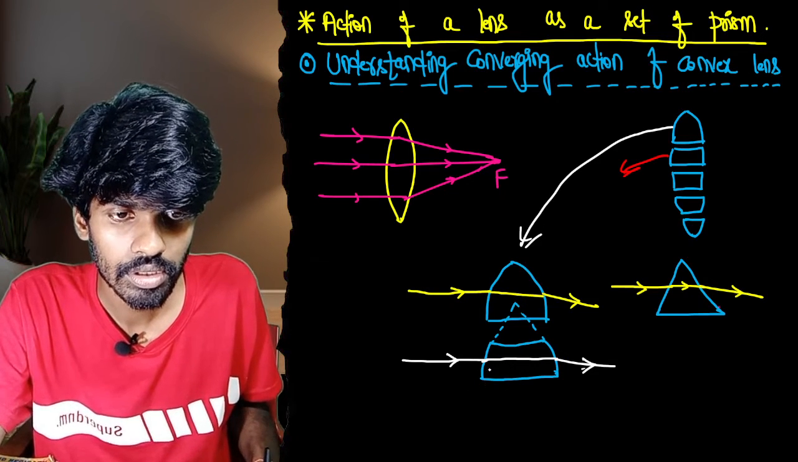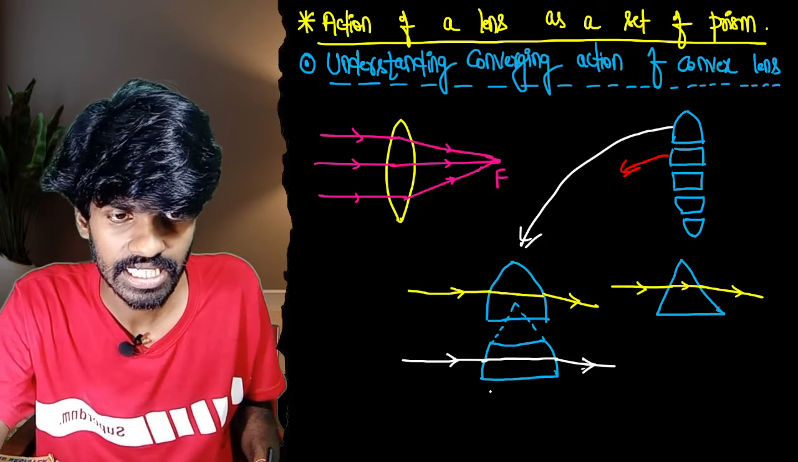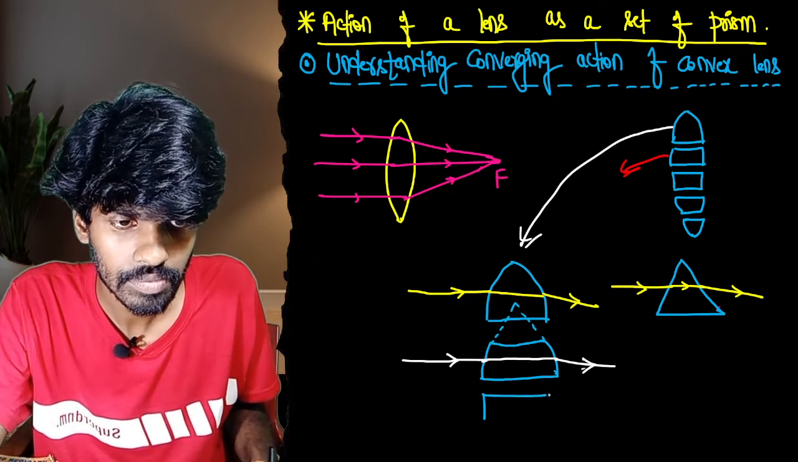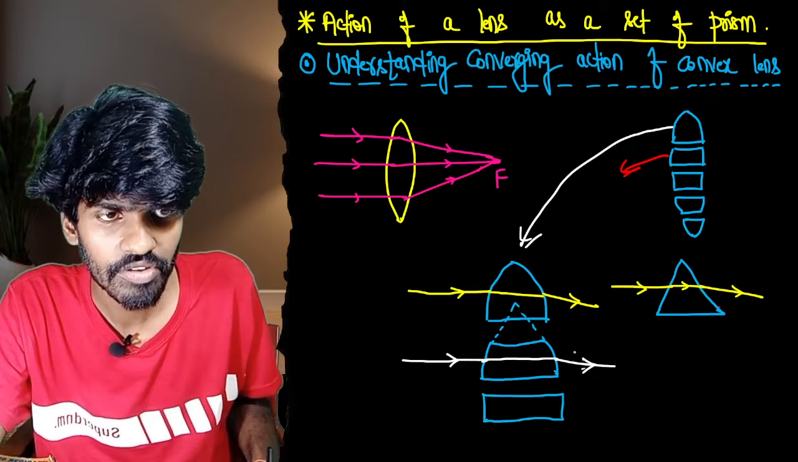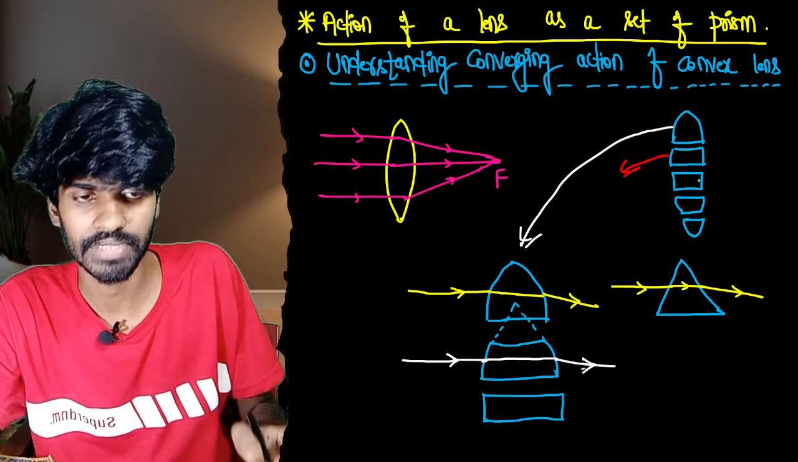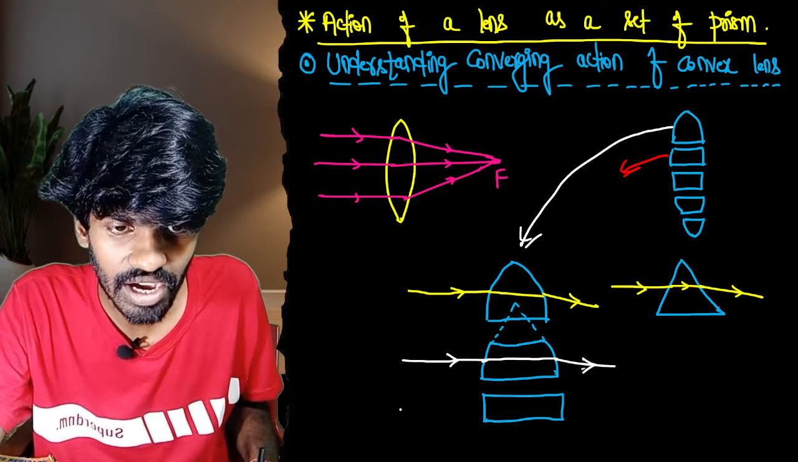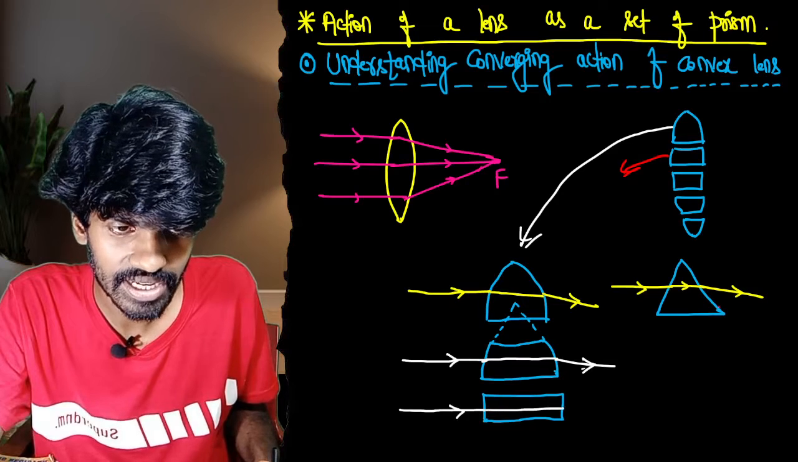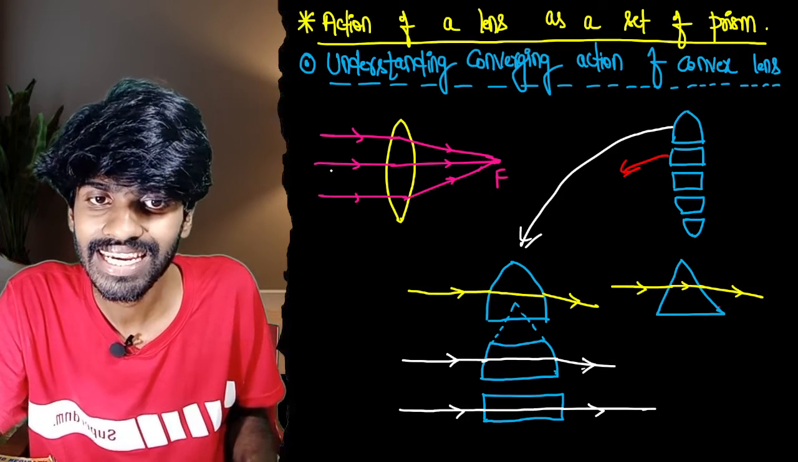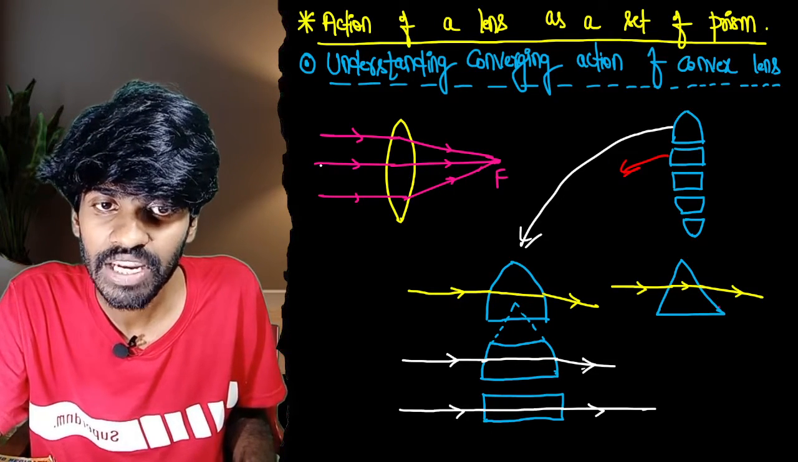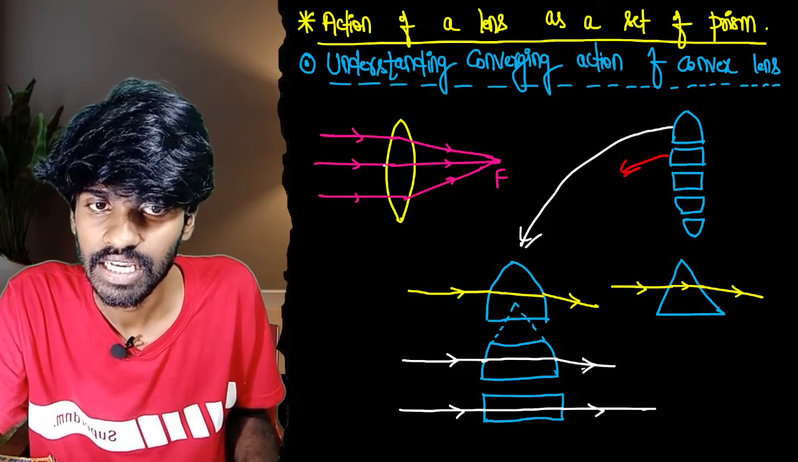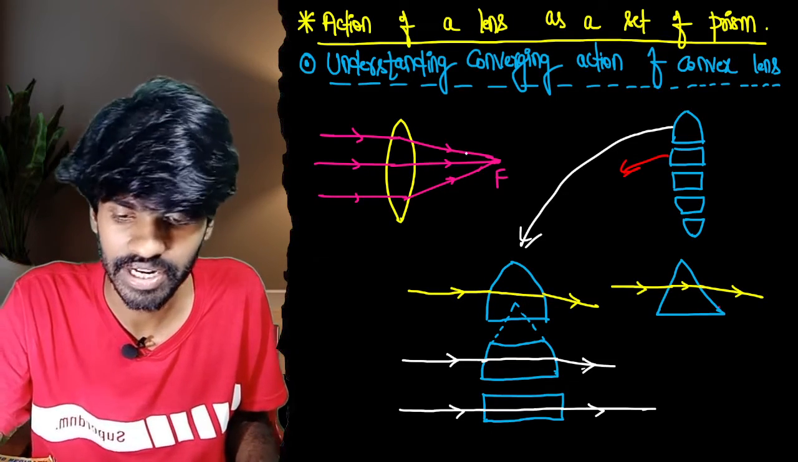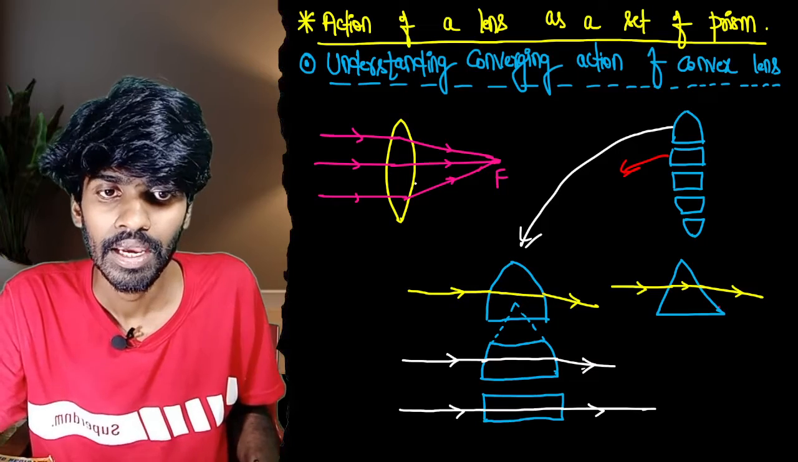Now similarly, if you analyze this part, the middle part will look like a rectangular prism. So what will happen? If a ray is coming into it, it will go undeviated. If a ray is coming in at the very middle of this lens, it will go undeviated. Okay, so this is the case.